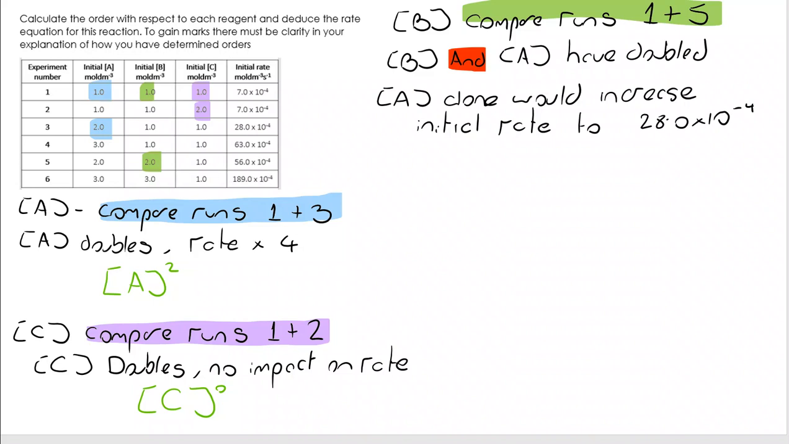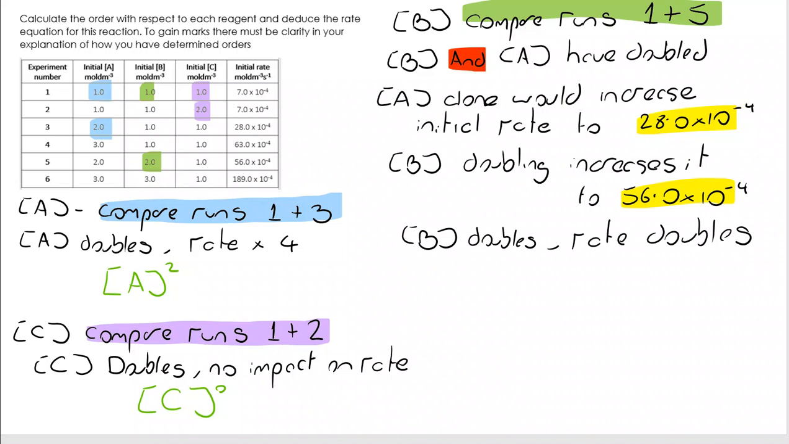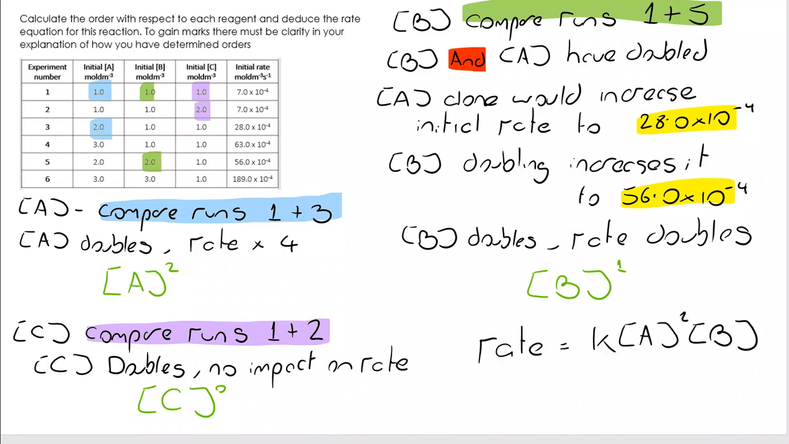So actually, we know that by doubling B, we have taken it from 28 by 10 to the minus 4 to 56 by 10 to the minus 4. Doubling B has caused the rate to double. So that tells us this is first order with respect to B. So when I put all of that together into my rate equation, I get rate equals k[A]² times [B], and I don't include C because that was zero order.